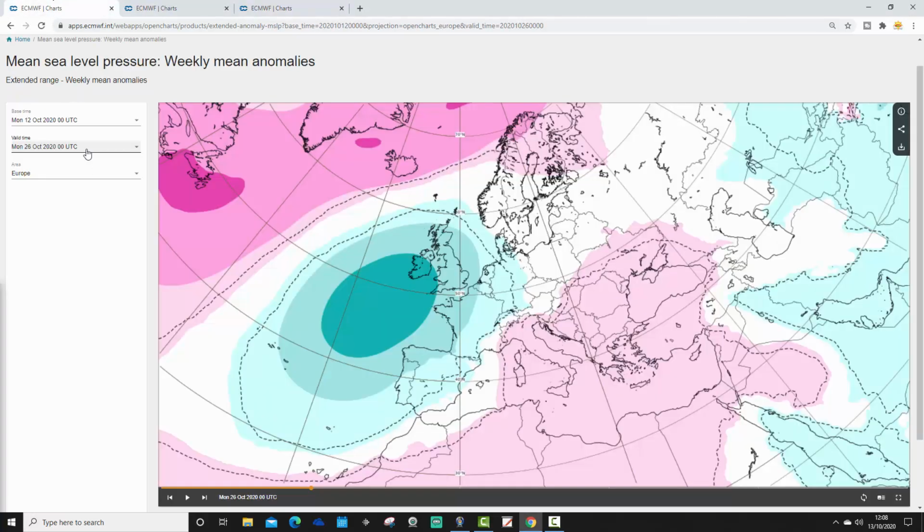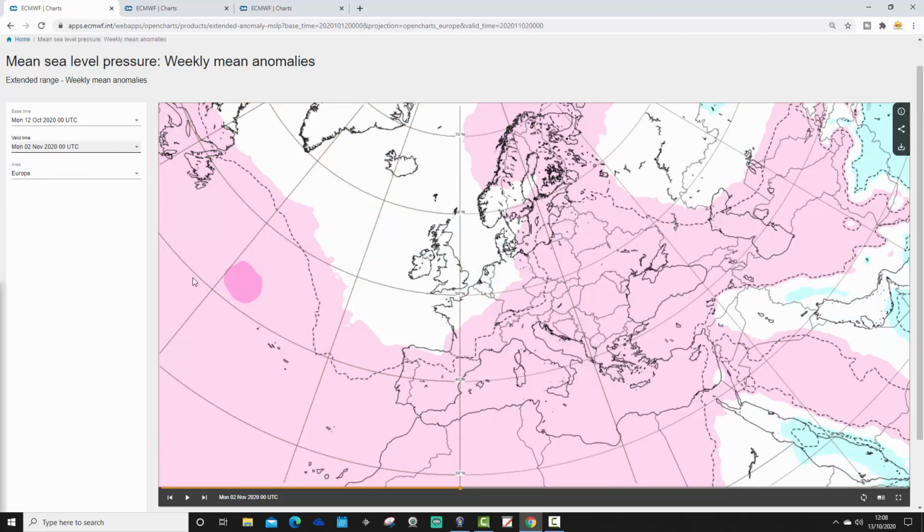Right, let's come back to mean sea level pressure. Let's have a look at week 3. So this is a week from the 22nd of October to the 2nd of November. Rather strange looking mean sea level pressure anomaly for week 3. So it looks like there's just a lot of slack pressure, really high pressure, across many northern, central, and some southern and western parts of Europe as well.